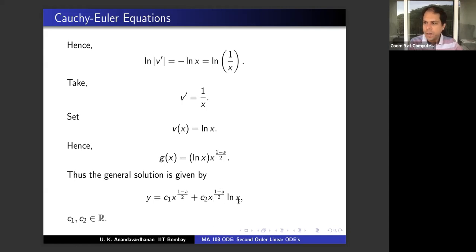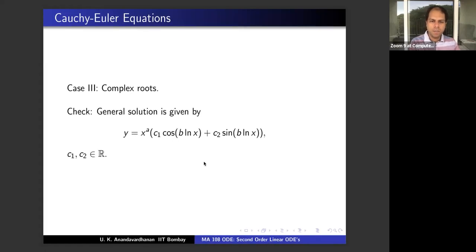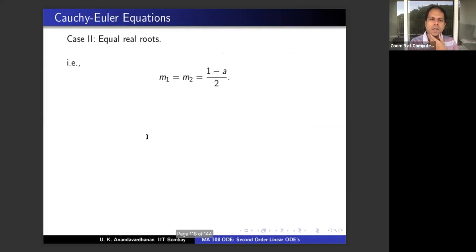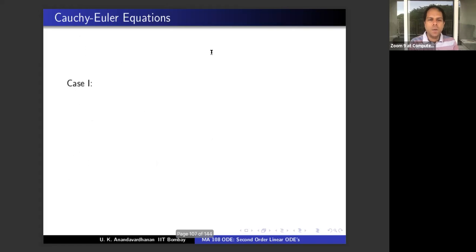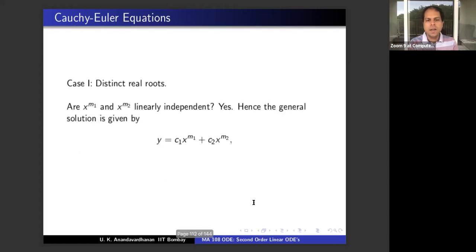What is case 3? Complex roots. I'm not doing it. I leave it as an exercise for you to check that the general solution is given exactly like earlier. Cosine and sine will come when you replace i. A and B are the ones given in the question: A is the coefficient of x y prime and B is the coefficient here. So you analyze complex roots. This being negative, write it as s plus ti and analyze it.